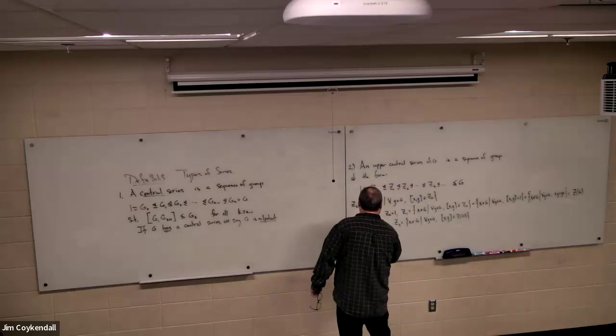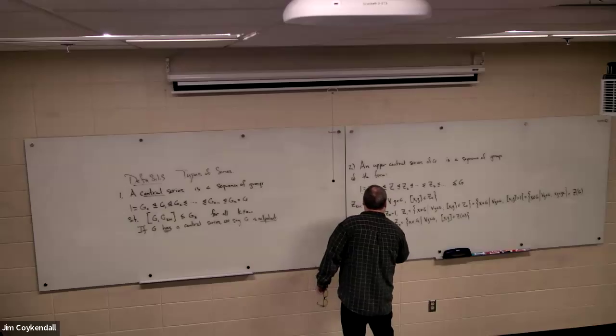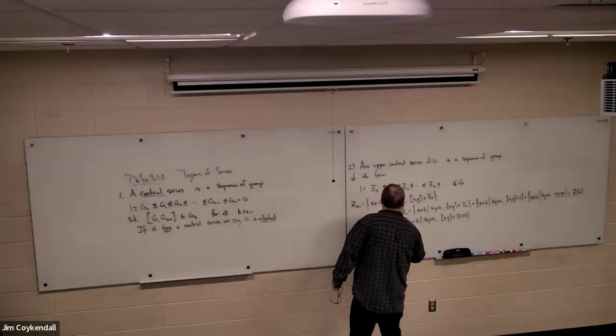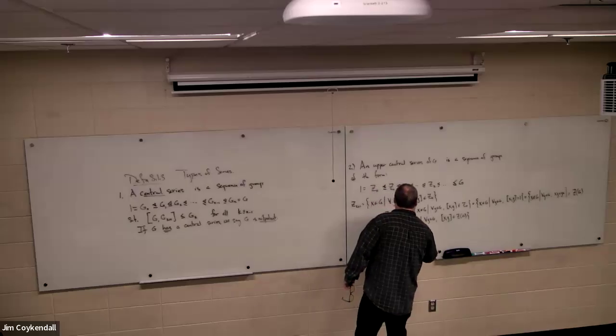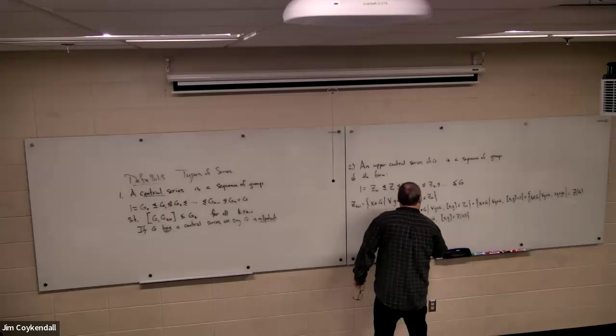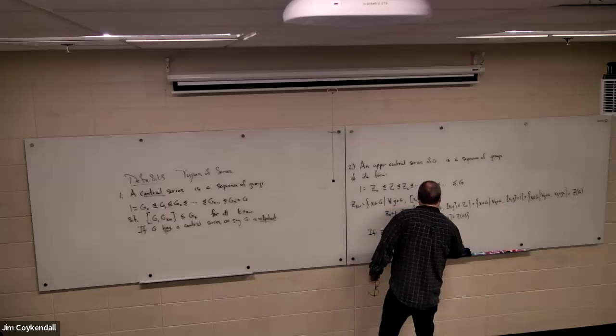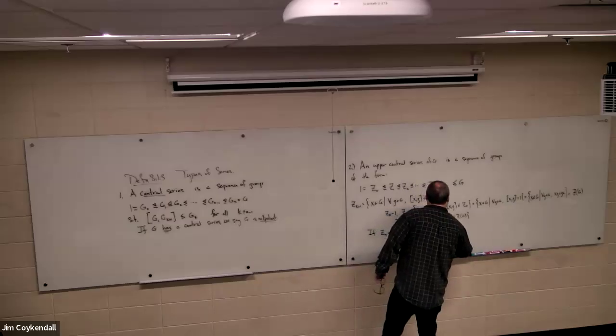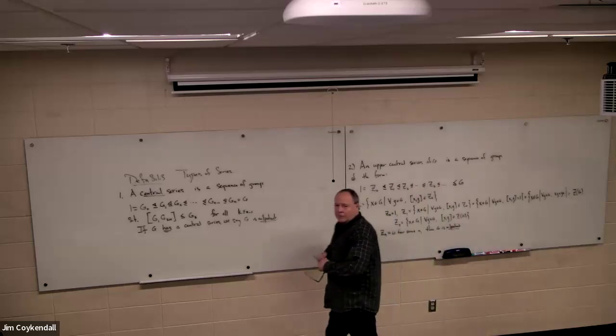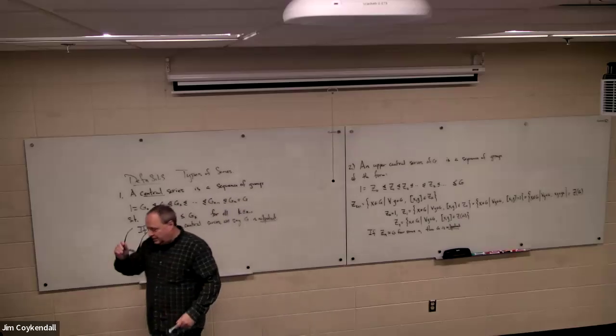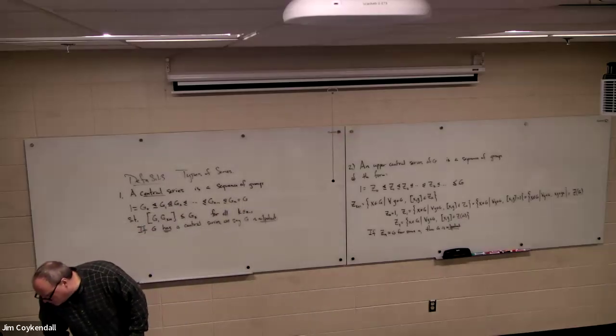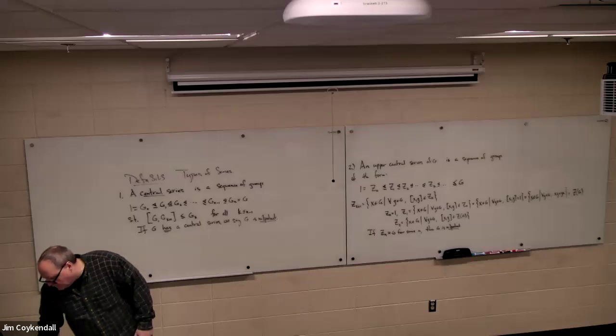If Zn equals G for some n, then G is nilpotent. So there's two ways that we can define nilpotent there. Number one, from the central series, and number two, from this upper central series as well.